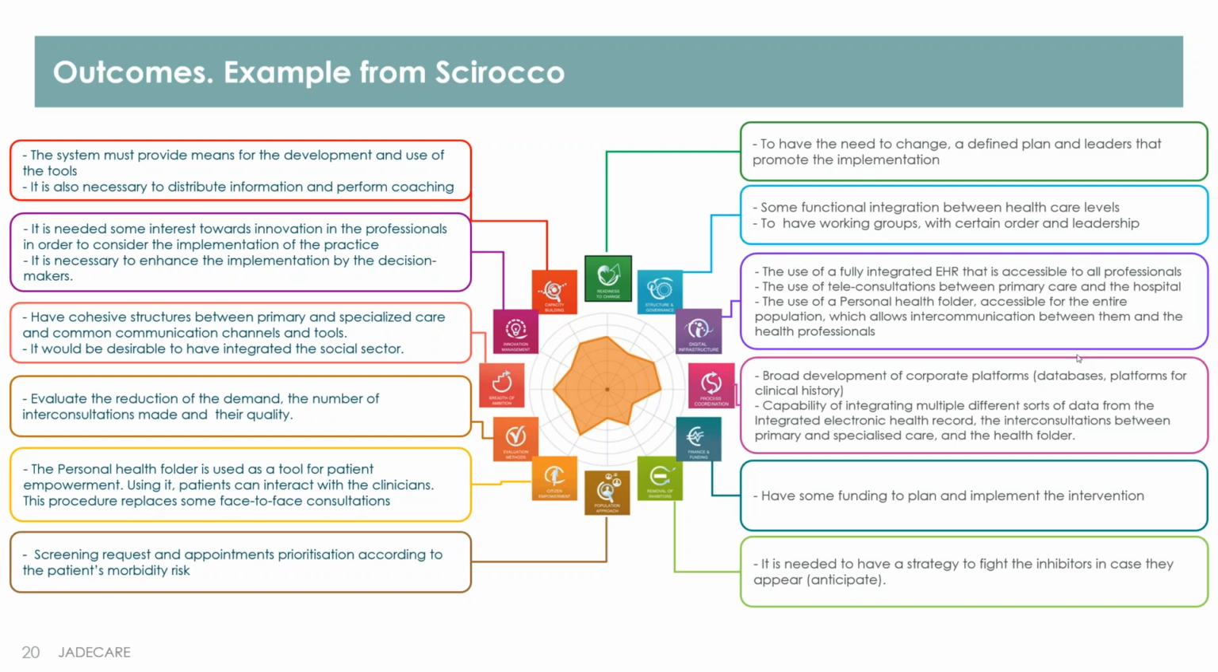And for example, in population approach, in this case, the Basque Country was scored with a 4, if I remember well. In this case, they only needed screenings and appointment prioritization according to the patient mobility risk, not a full approach on risk stratification as we have.